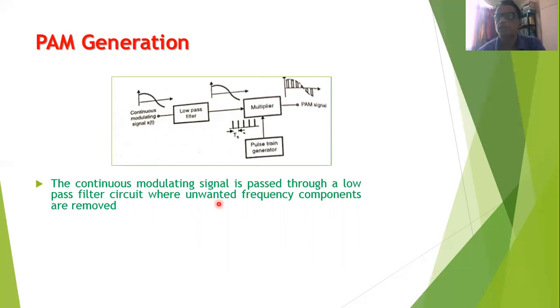And because of the low pass filter circuit, we can avoid the unwanted frequency components. So this low pass filter circuit will have the cutoff frequency equal to the modulating signal frequency, and therefore only those signals are allowed to pass and all other signals are rejected.